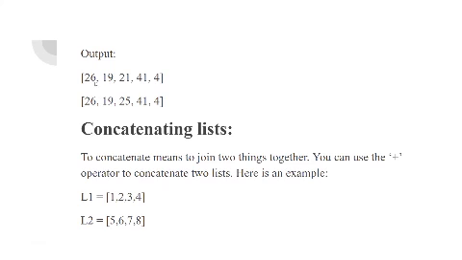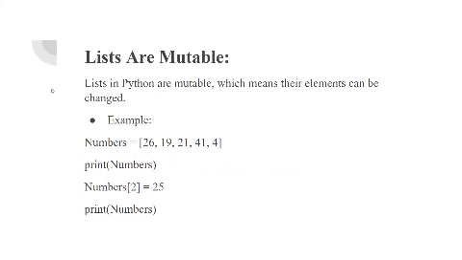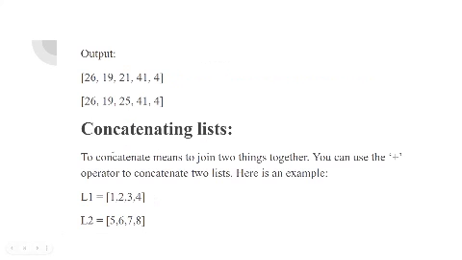First it printed the numbers right here. Then, after changing the element, it prints 21 changed to 25. You can clearly see this change.